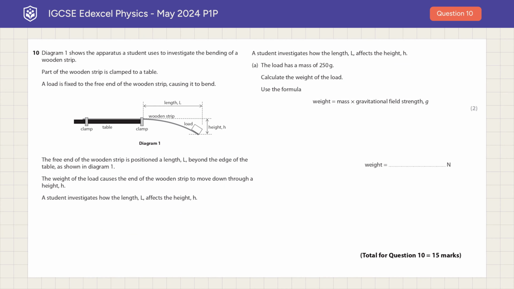Question 10. Test your practical skills. Part A is a simple calculation. The weight of a 250-gram load is mass times gravity, so 0.25 kilograms times 10 gives us 2.5 newtons.